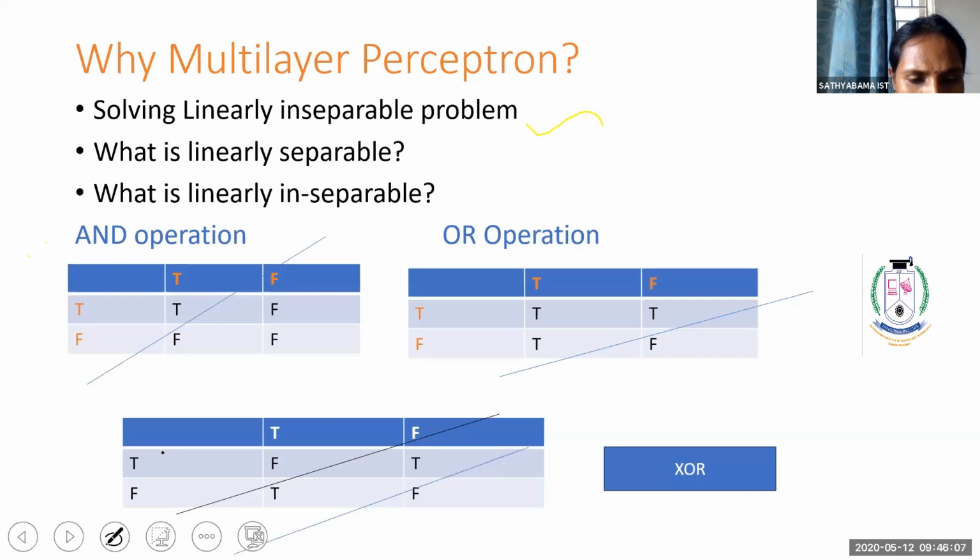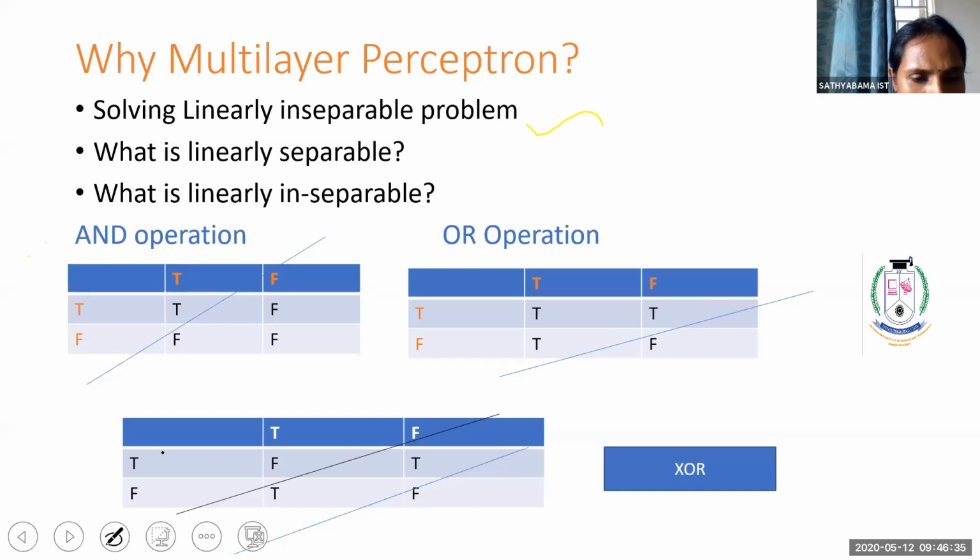Look here, for this kind of data samples, you cannot classify with a single linear classifier, right? So that is what we require. You can have more than one classifier here. Based on that, you can classify your positive and negative samples. That is why this XOR type of problem is called a linearly inseparable problem.